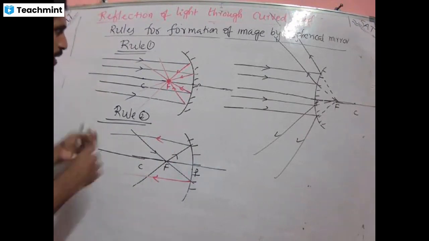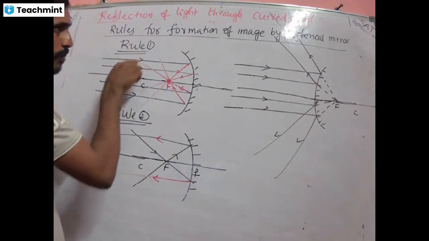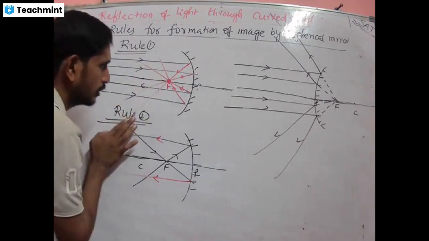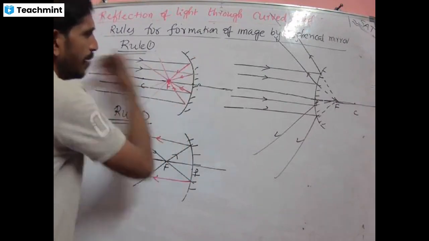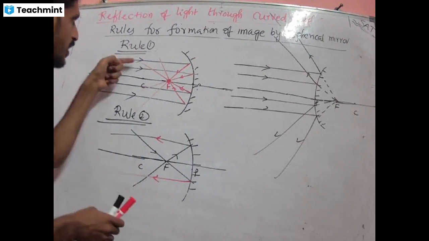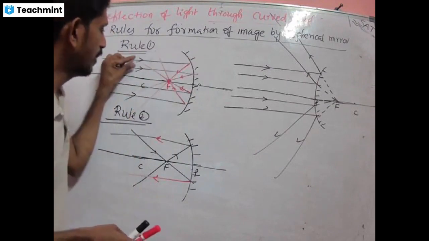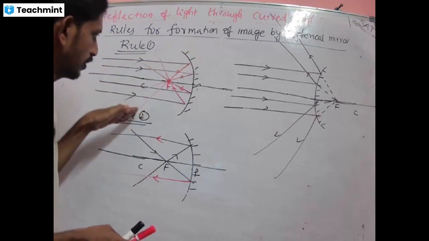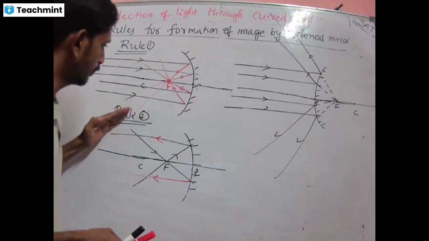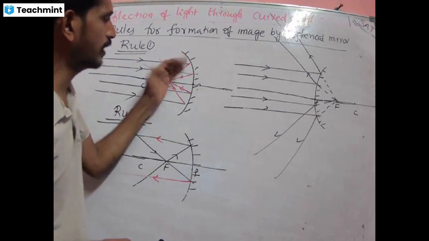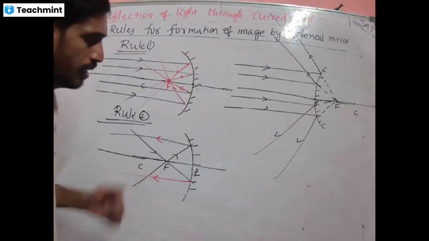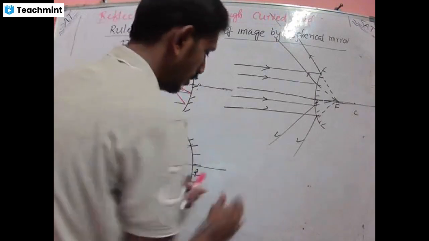It is the reverse. First, the rays are parallel to the principal axis, and after reflection they pass through the focus. Now the rays which are passing through the principal focus become parallel. Only the direction changes here. This is the incident ray. The beam of rays which are parallel to the principal axis, after reflection, pass through the focus. Now the rays which are passing through the focus, after reflection, become parallel. That is rule number 2 for the concave mirror. Okay, what about the convex mirror?